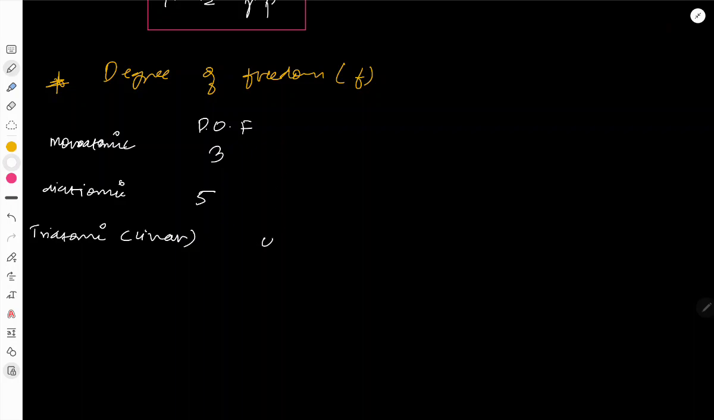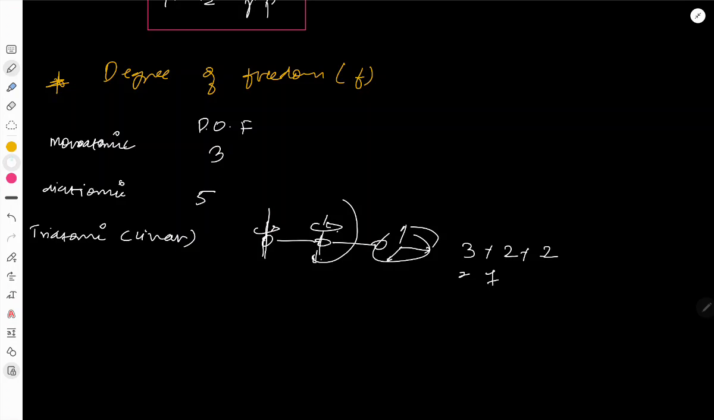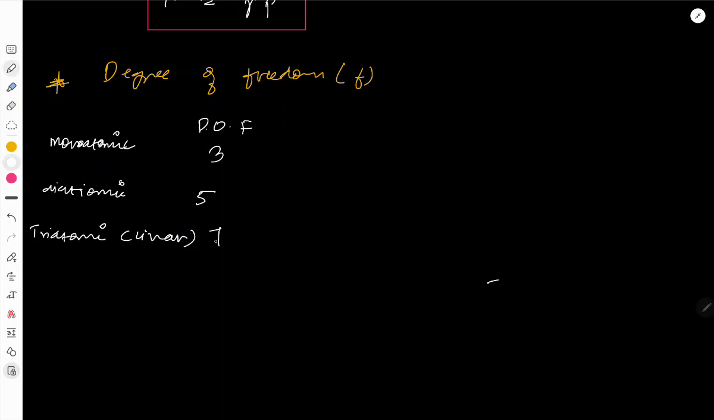so triatomic linear, we will visualize it like this. It can rotate around this axis in one way, around this axis, then this axis, so 1, 2, then move in all three directions. So this is 3 plus rotate around this axis in two directions, and along this axis in 2. So this is 2 to 4, 5, 6, 7. So the degree of freedom becomes 7 over here.